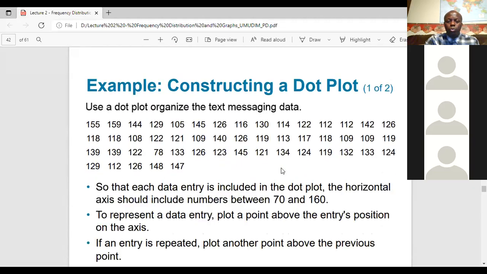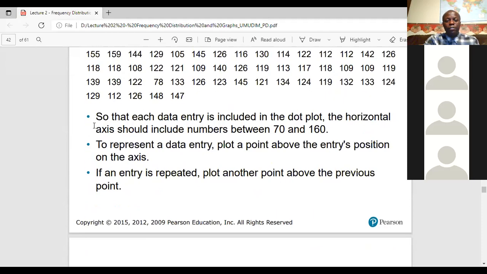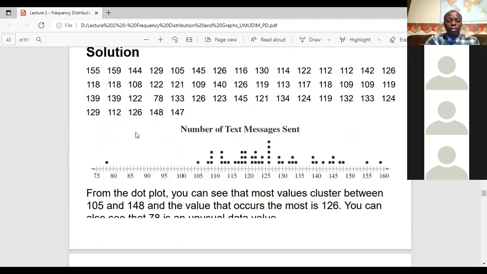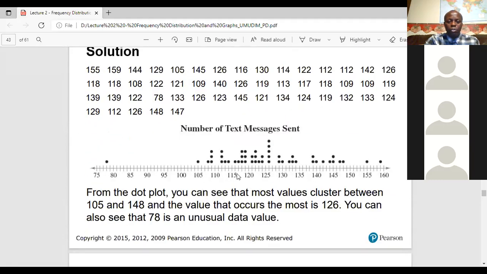So for our data set, if you want to make a dot plot, in this case, you don't need to put them in order. If you like, you can put them in order. The first one is 155, and the 155, you can see right here. Then 159, which should be around here. You can see that dot.